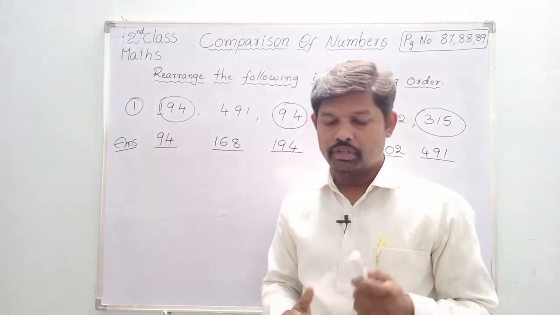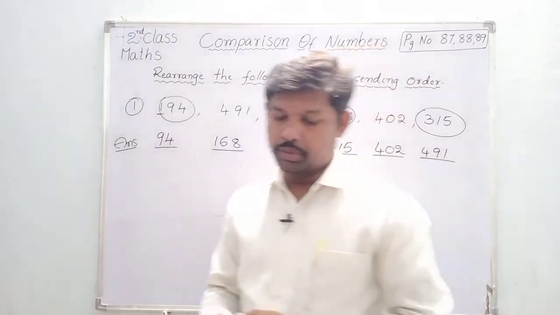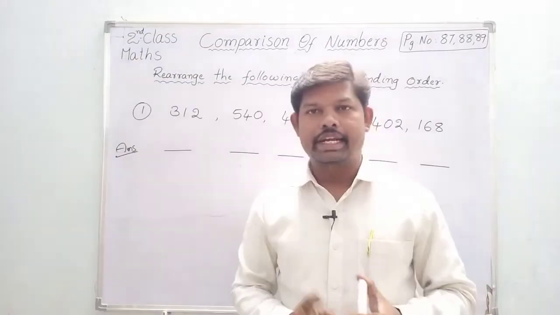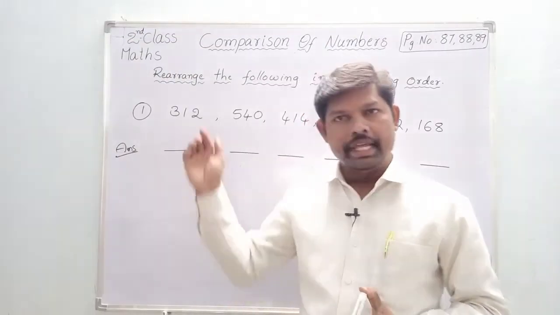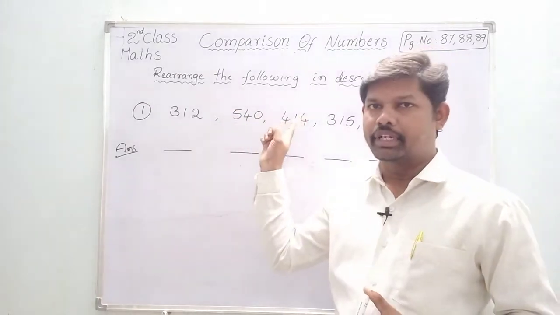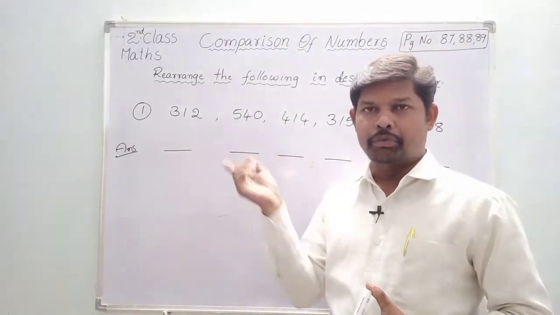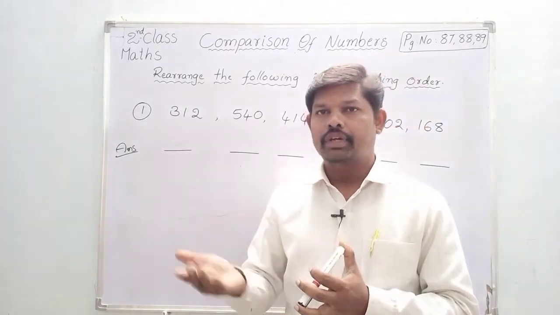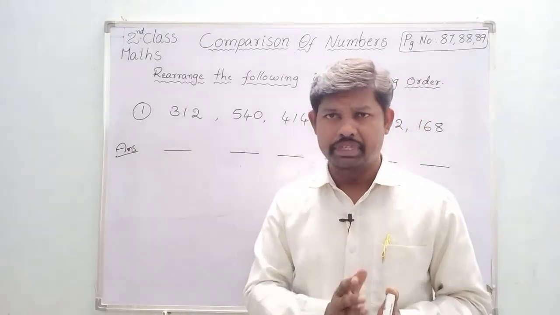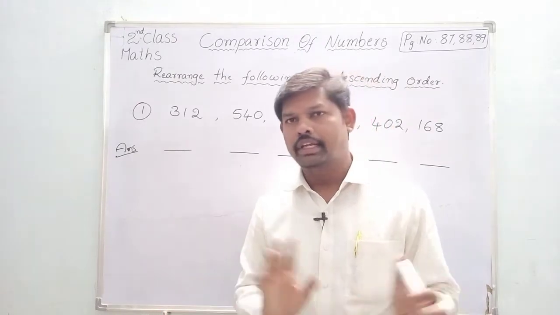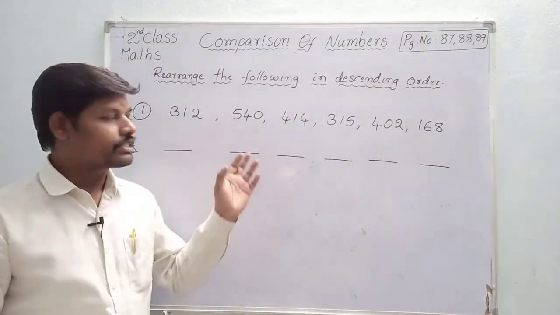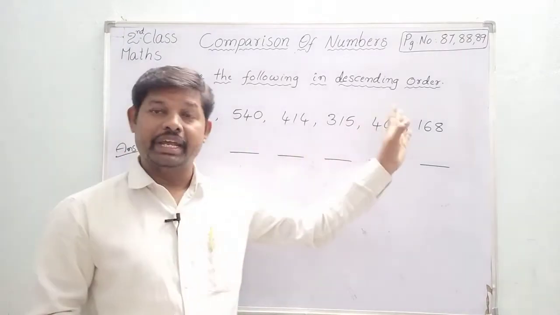I will tell you the remaining two, you do it. Okay. Rearrange the following in descending order. Let us observe the next one. Rearrange the following numbers in descending order. Before, it was ascending order, this is descending order. Okay. Descending order is nothing but big to small. Okay. Now we have to find out in the given numbers which is the big number.